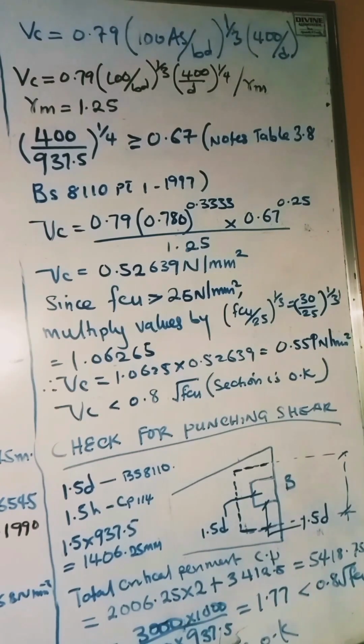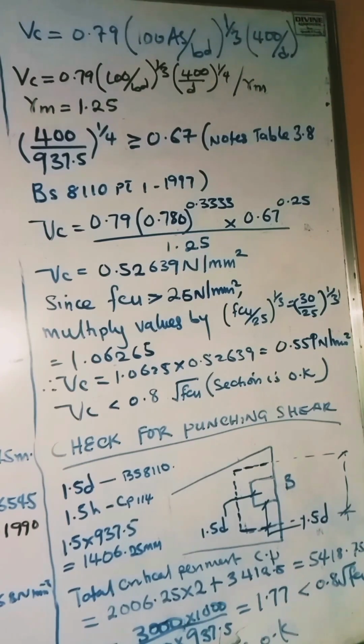All right, so we equally have our fcu to be greater than 25. Of course, as stated by the code, when fcu is greater than 25, the value should be multiplied by fcu over 25 raised to the power 1 over 3. All right, so that's exactly what we've done. So our Vc, our shear stress is equal to 1.0625 times 0.52639. Okay, so if we work that out carefully, we're going to have the shear stress to be 0.559 Newton per millimeter square.